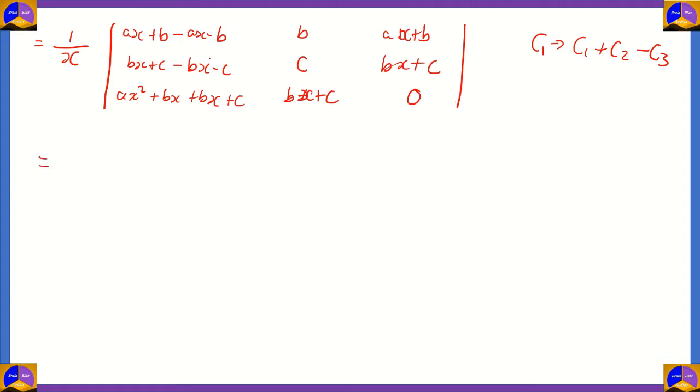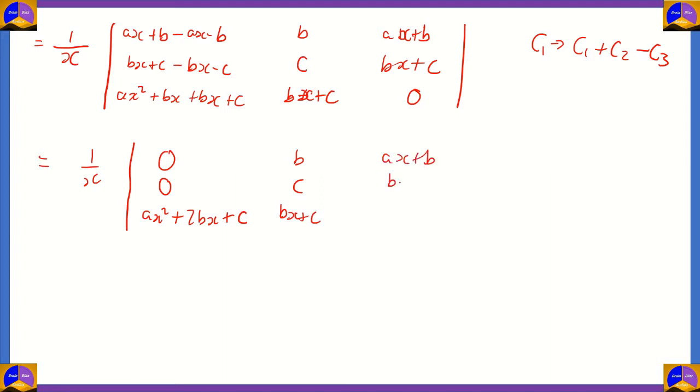So over here, you will have 1 by x times. In the first column, it will be 0, 0, and ax squared plus 2bx plus c, and then the second column is b, c, bx plus c, and on the third column it will be ax plus b, bx plus c, and 0.